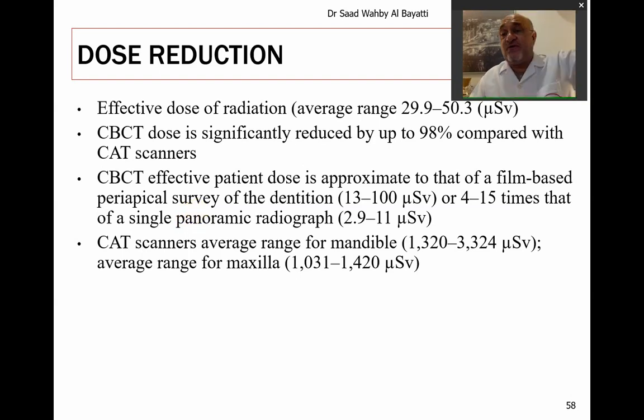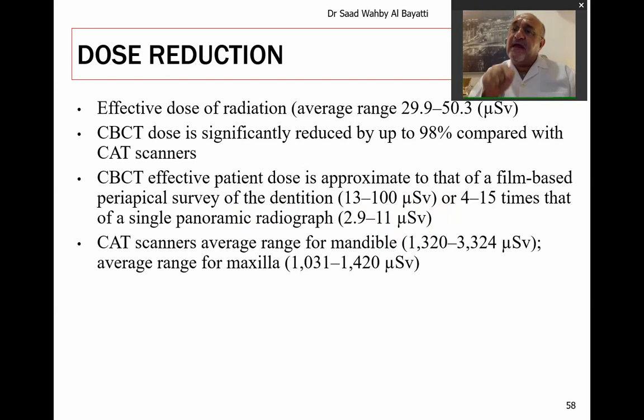Of course, if you're going for a full craniofacial view, 20 by 20 centimeters, the dose is higher. But if you collimate, that is, you reduce your field of view, then the dose ranges between 13 to 100 microsievert, or 4 to 15 times that of a single panoramic radiograph. For panoramic radiographs, the maximum you can go for is 11 microsieverts, so it depends on your machine.